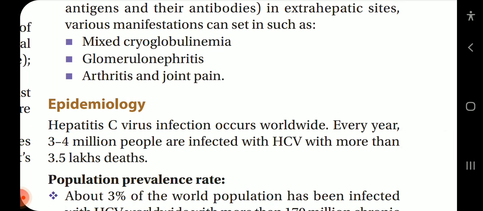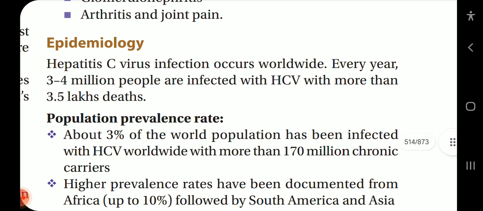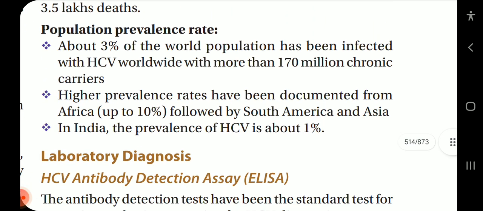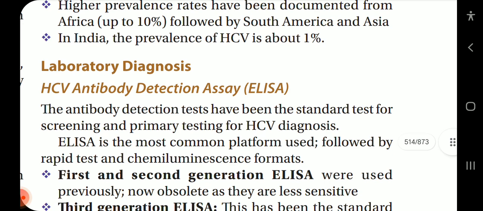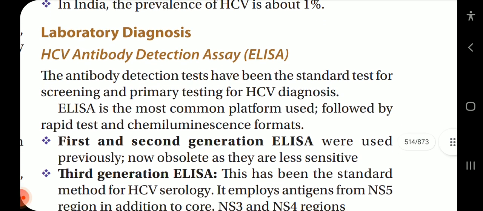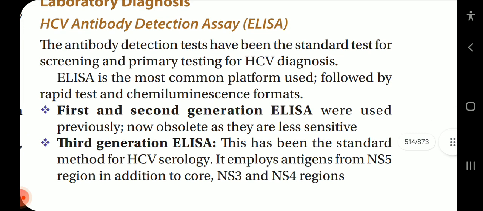Epidemiology. Hepatitis C virus infection occurs worldwide. Every year, 3 to 4 million people are infected with HCV, with more than 3.5 lakh deaths. Population prevalence rate: about 3% of the world population has been identified with HCV worldwide, with more than 170 million chronic carriers. Higher prevalence rates have been documented from Africa, up to 10%, followed by South America and Asia. In India, the prevalence of HCV is about 1%.